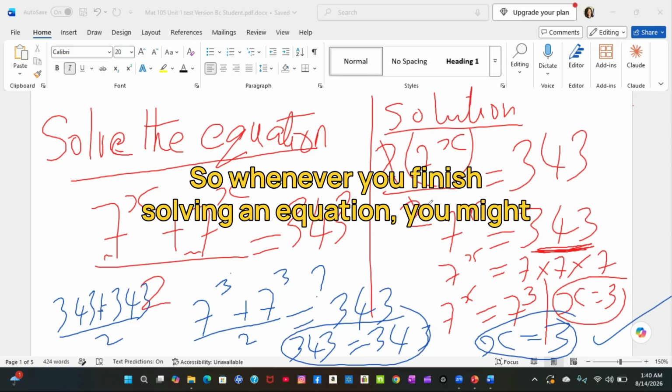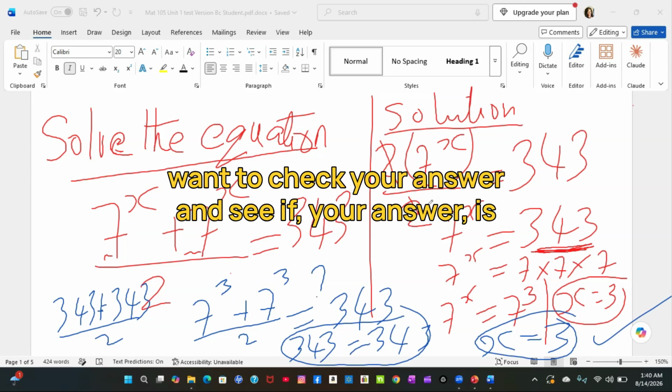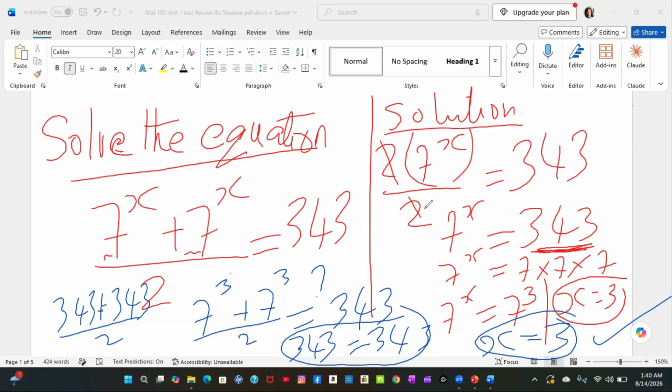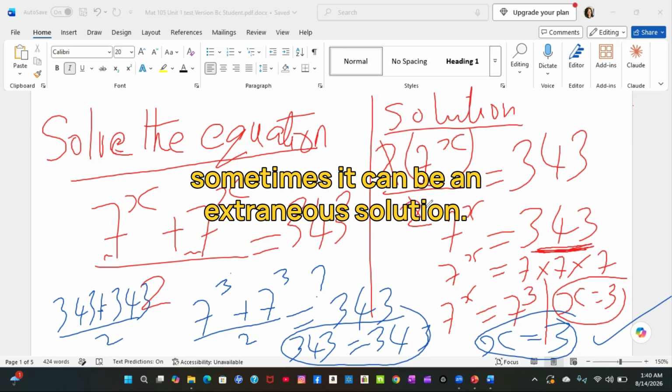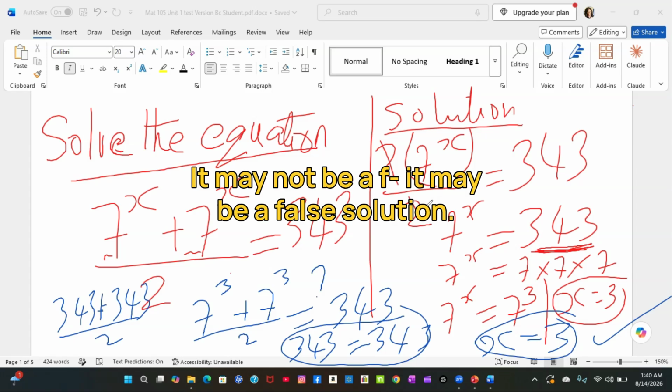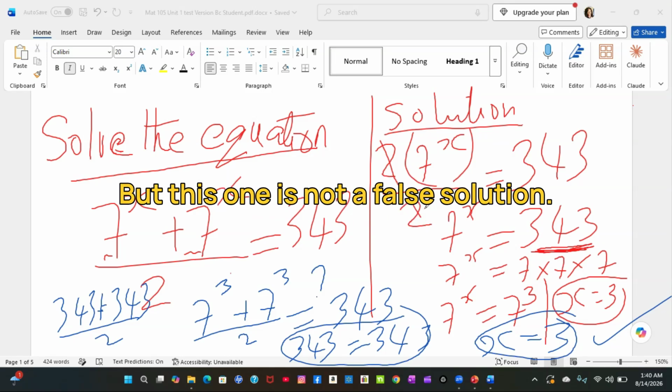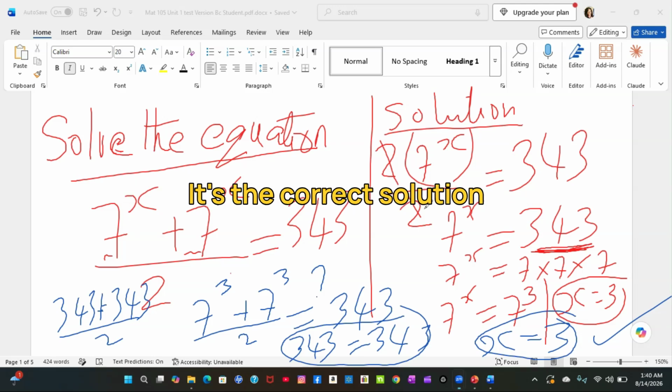Whenever you finish solving an equation, you might want to check your answer, because sometimes it can be an extraneous solution. It may be a false solution. But this one is not a false solution. It's the right solution. It's the correct solution.